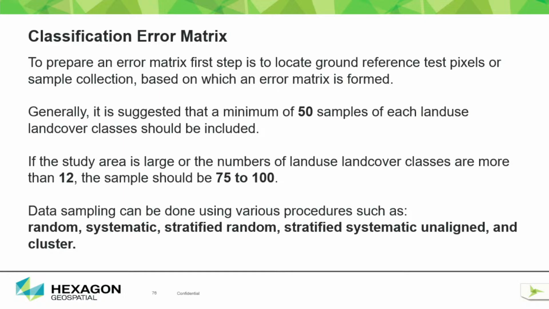But when we have to classify a large area, say we are classifying the whole of India, is it possible to go everywhere to collect the data? Then for a large area, or when the number of land use land cover classes is more than 12, the sample should be 75 to 100. This is the accurate or standard process for any assessment of a classification map. But it is not possible to go everywhere.